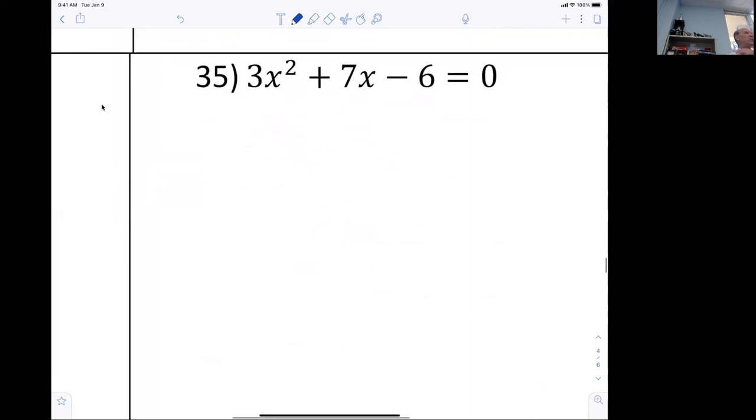All right. So everybody factor 3x squared plus 7x minus 6 equals 0, please. As soon as you have it factored, you can tell me. I just want the two factors. You don't have to tell me the answer. I need the factors.